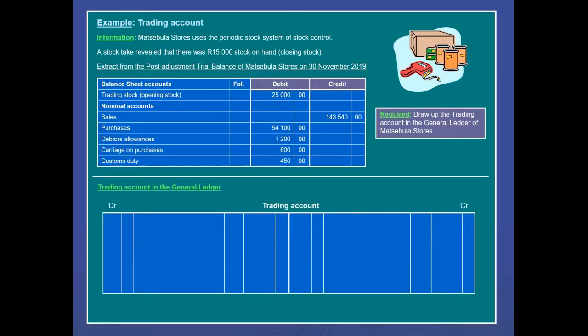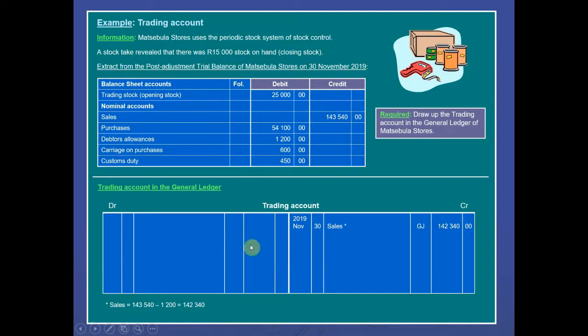So we should by now already visualize our structure for our trading account. On the credit side, we have our sales and our closing stock. On the debit side, we have our opening stock, carriage on purchases, customs duty, all of that. So on the credit side, as indicated, we have sales, but remember we first have to subtract the debtors allowances. So that's our first closing transfer: 143,540 minus the debtors allowance of 1,200.